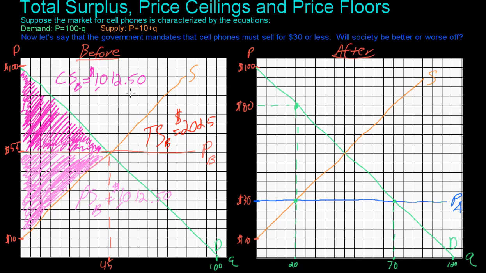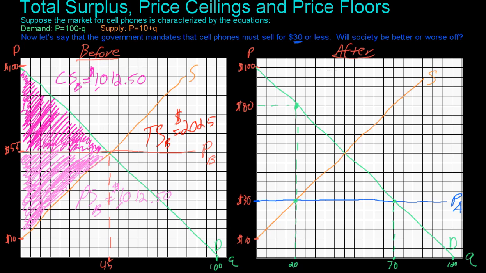So now we're going to introduce a price ceiling here, and we're going to see what happens. Let's say that the government mandates that cell phones must sell for $30 or less, so that we have a price ceiling here of $30, and that's drawn in blue right here. Maybe I should underline that in blue just so that I don't confuse anybody.